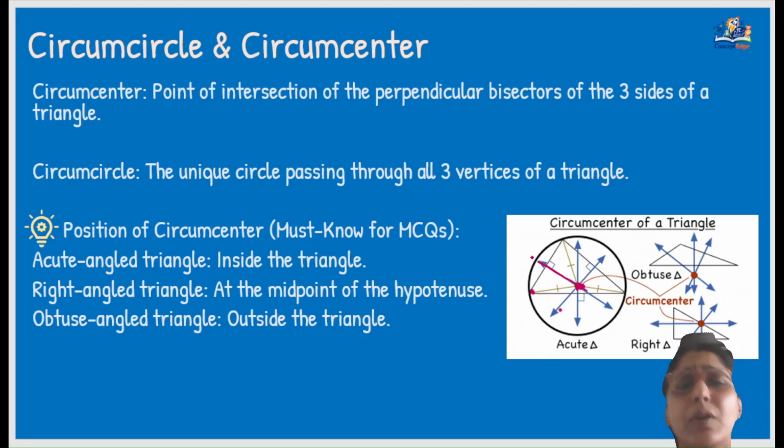Now, a very important point to remember regarding the circumcenter. This comes in MCQs or objective type questions. For an acute angle triangle, the circumcenter lies in the interior of the triangle. For an obtuse angle triangle, the circumcenter lies on the exterior side of the triangle. And for a right angle triangle, the circumcenter is the midpoint of the hypotenuse. Very important point, so just make a note of this.